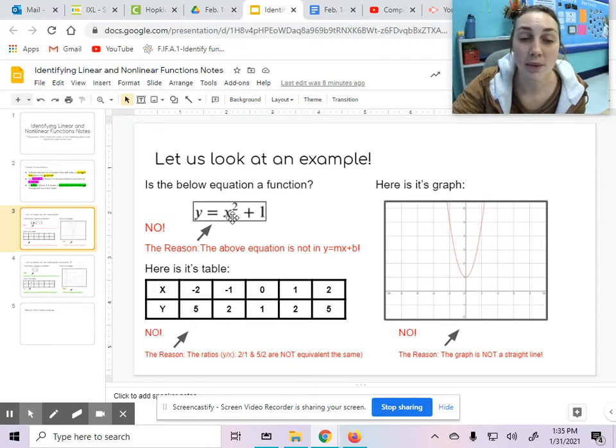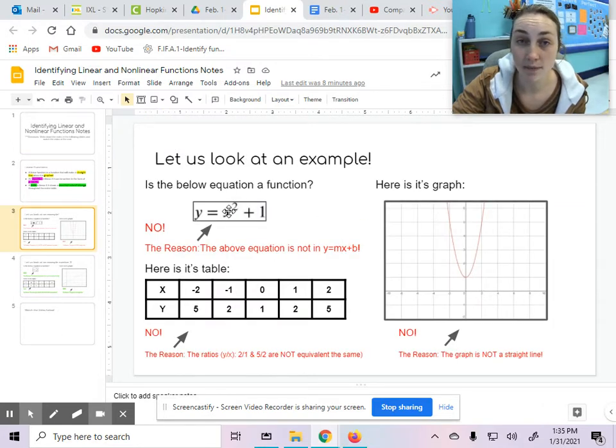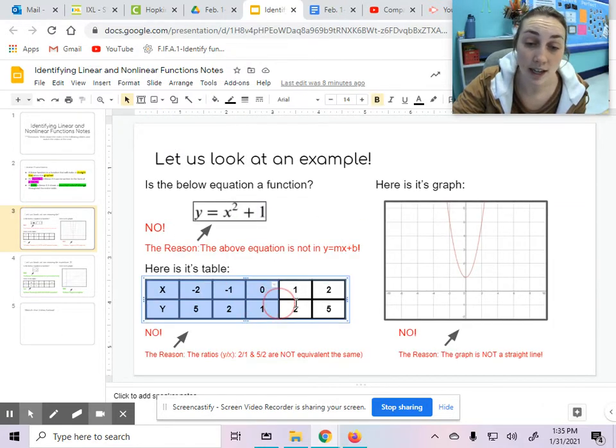The equation is y equals x squared plus 1. Again, because the x is squared, it does not fit the requirement of being in y equals mx plus b. Therefore, that's why it's not a function. But here's the equation as a table.